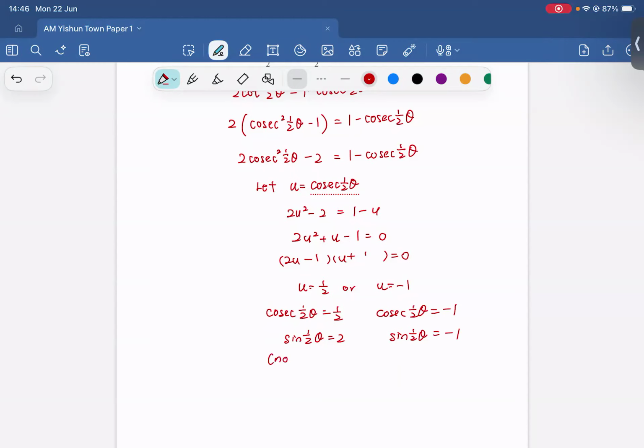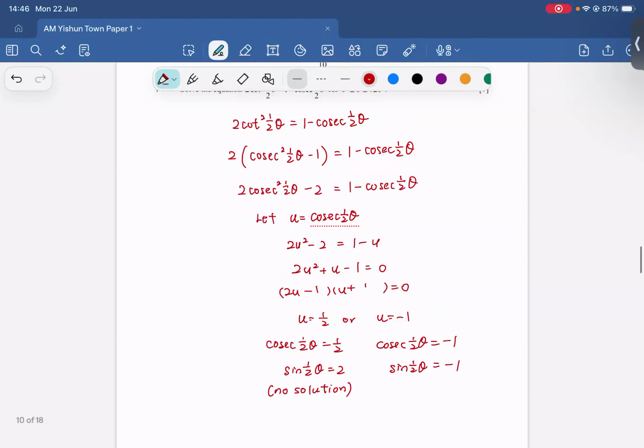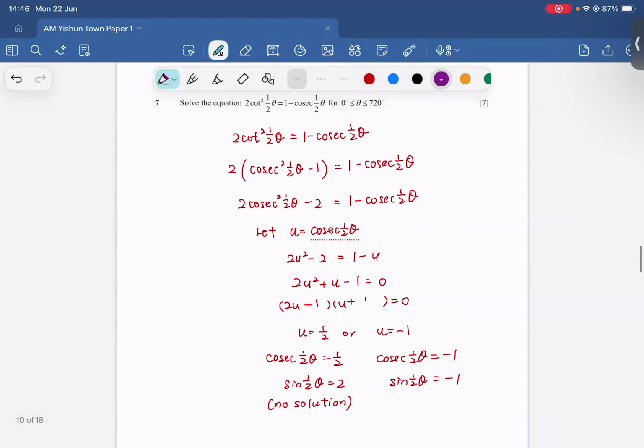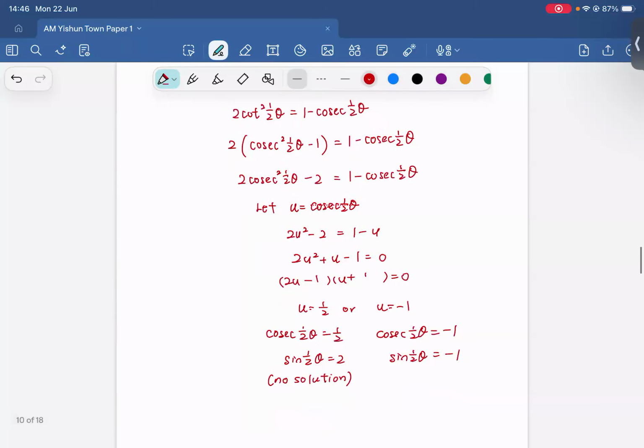There's no solution. Why? Because sine of any angle must be between 1 and negative 1. You cannot exceed that because the opposite side cannot be longer than the hypotenuse. Okay, when we reach here, what do we do? We need to settle our quadrants and everything. So we need to read the question. The question wants theta to be between 0 and 720. So we need to work something out.